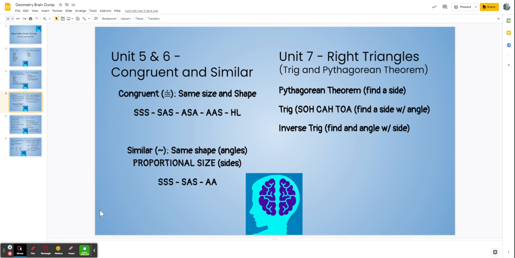With congruent and similar, you just need to memorize these. So write all these down. There's 5 ways to prove congruent. Side, side, side, side, angle, side, angle, angle, side, and hypotenuse leg. Congruent means they're all exactly equal. They have to be the exact same size down to the last decimal.